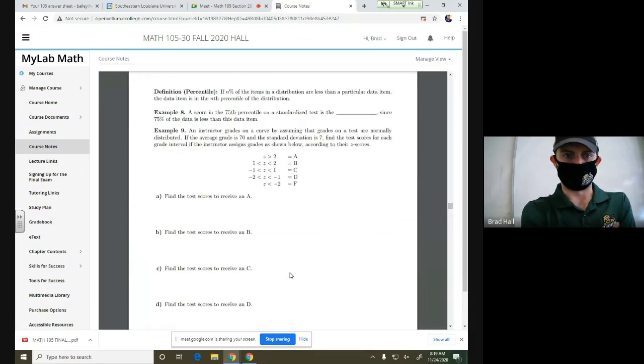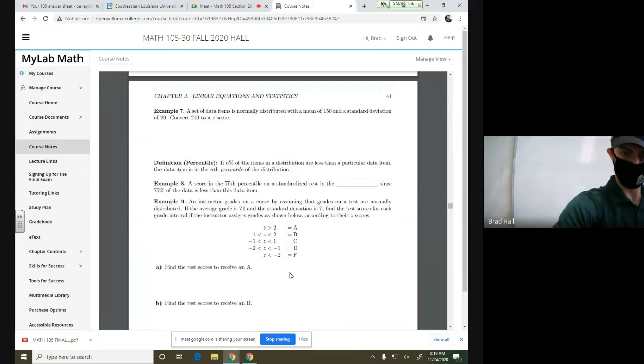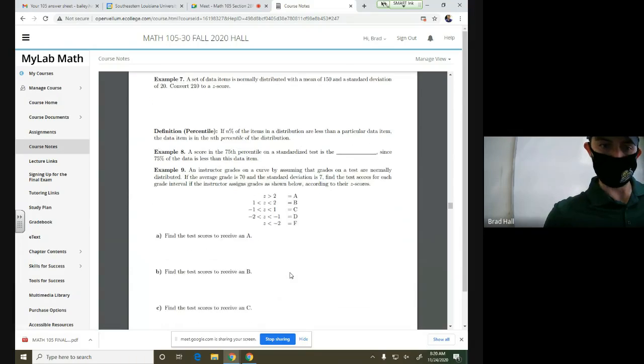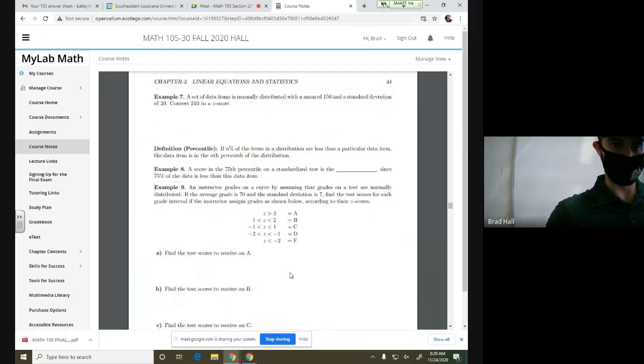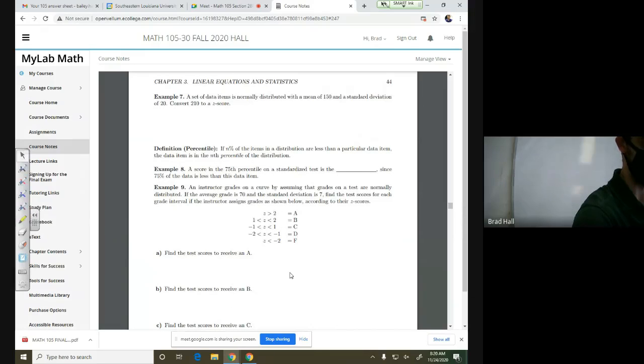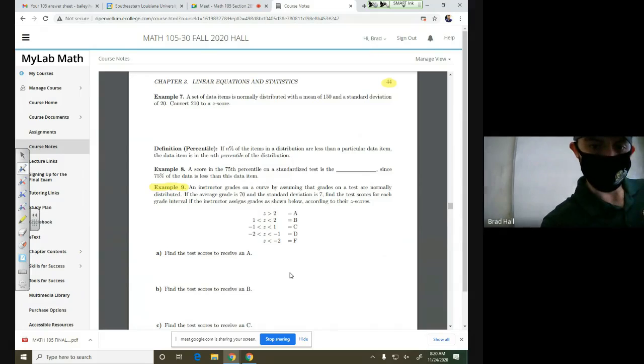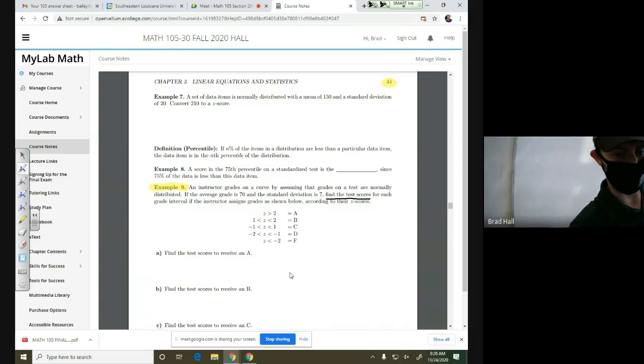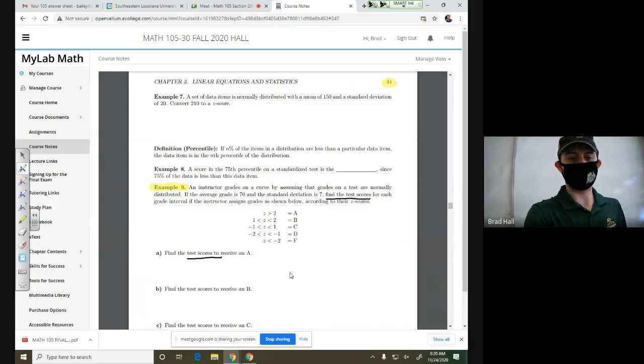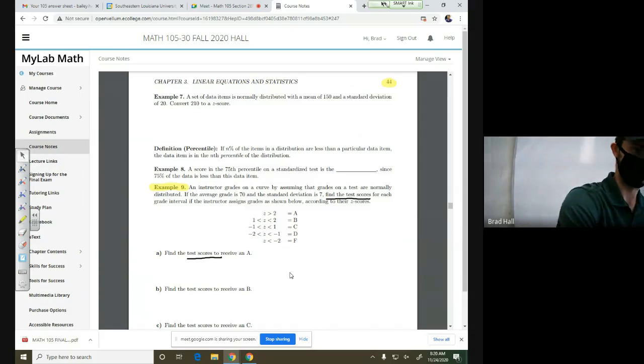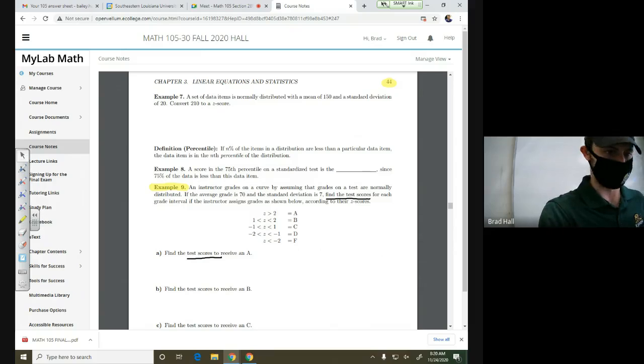Okay, example 9 on page 44 of the notes. This is how the question should look. Example 9 should be find the test scores, and then they ask you for the test scores. That's what they should do for this problem. But whoever put this problem on the practice test did not do that. They put a broken problem.